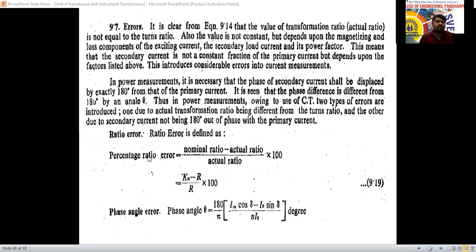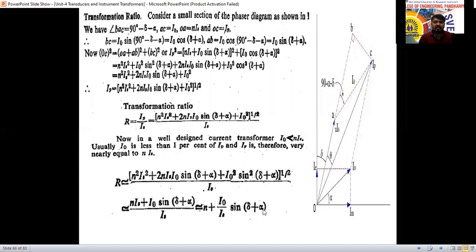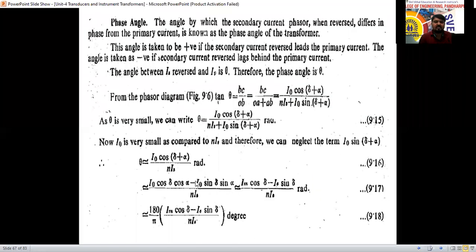The percentage ratio error is defined as the ratio of the difference between nominal ratio and actual ratio to the actual ratio. Nominal ratio we are going to consider as Kn. So Kn minus actual ratio R, divided by R. Nominal ratio minus actual ratio divided by actual ratio is called percentage ratio error. So Kn minus R divided by R into 100. Already we have calculated this R formula. You can substitute it here, you can extend that equation, otherwise you can keep it directly.